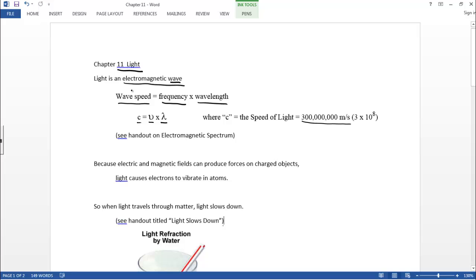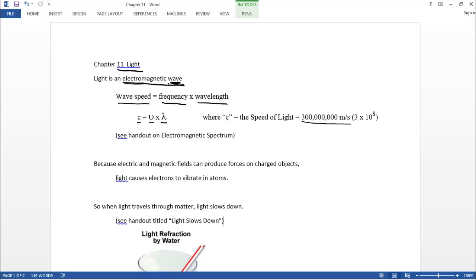Okay, let's go back to the definition of light as an electromagnetic wave. So it's got wave properties, frequency and wavelength, but it's also electromagnetic. And what we mean by that is that light acts like a wave that's both electric and magnetic.